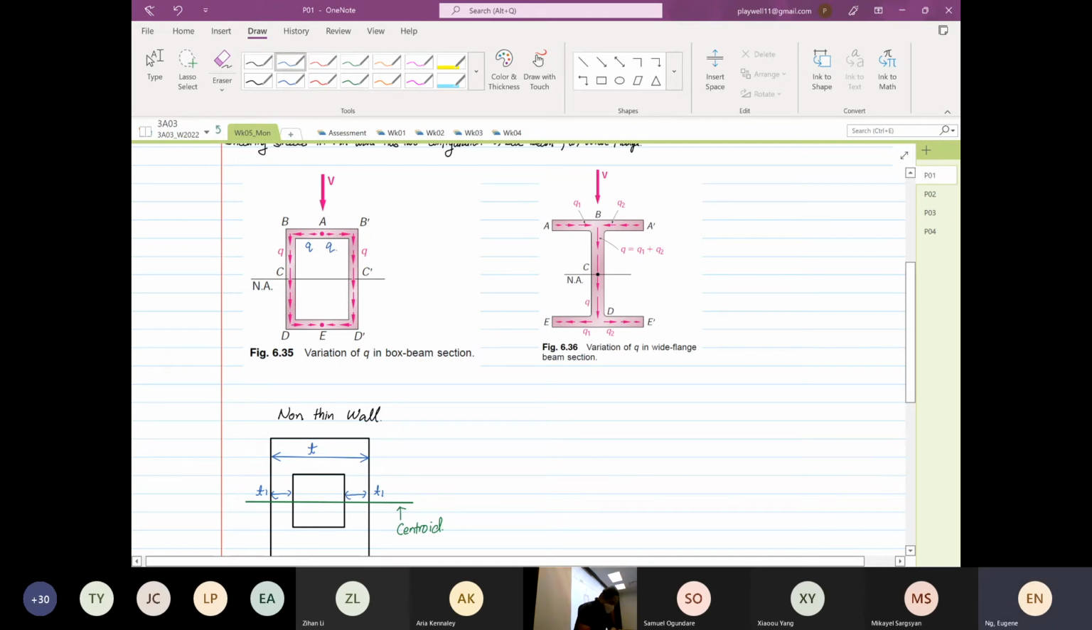Why did I draw two? Because point A is known as our terminal. Point E is also known as our terminal. So for box beam, from a terminal, one shear flow goes towards the left, the other shear flow goes towards the right. Some of you might ask me, Eugene, what does this shear flow actually mean? Like I mentioned before, it is equivalent to fluid flow.